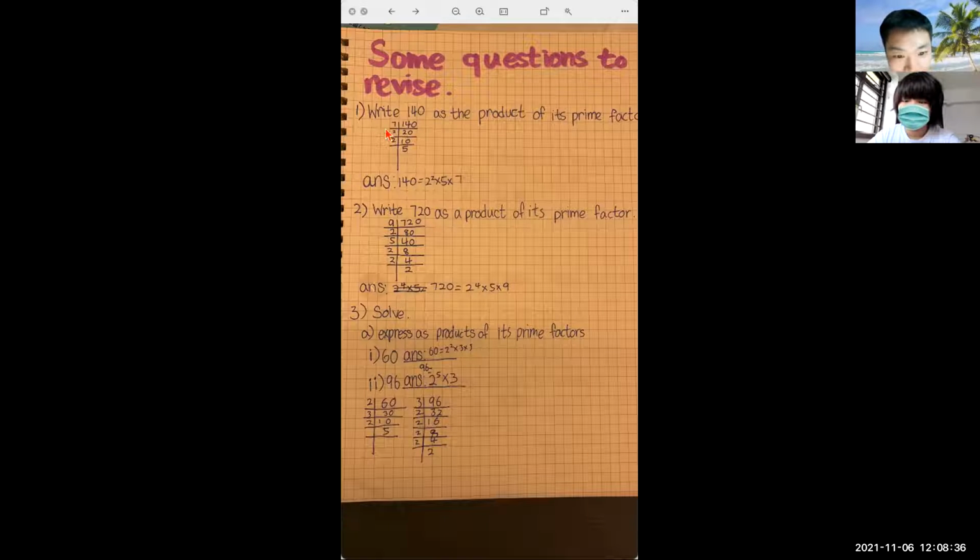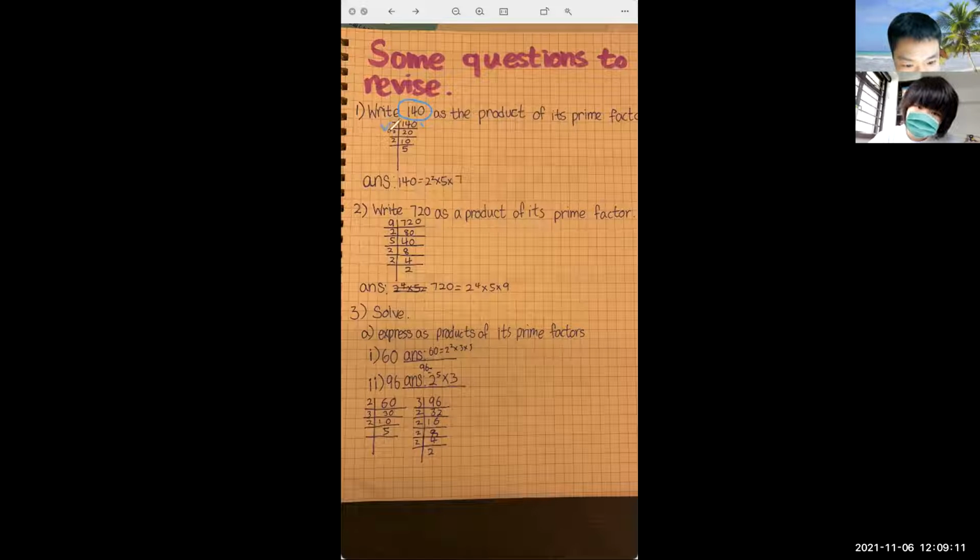Okay, if you look at this, let me annotate now. Can you see your work here? Okay, so you have 140 here, and what you need to do is write 140 as the product of its prime factors. So this is the concept of prime factorization.